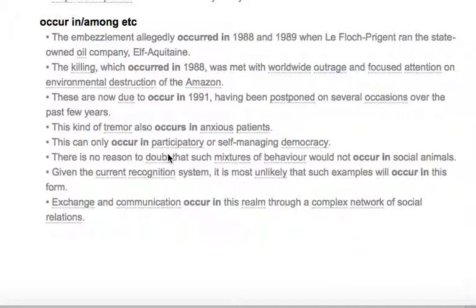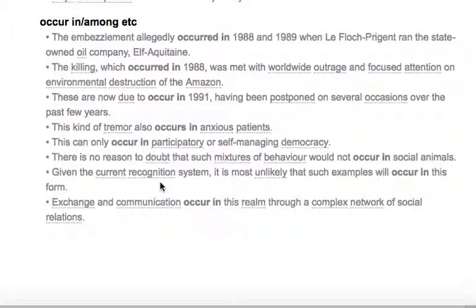Next example. This can only occur in participatory or self-managing democracy. So they're talking about political systems, democracy, self-managing. Participatory. You know the word participation? The verb is participate, and participatory is the adjective.